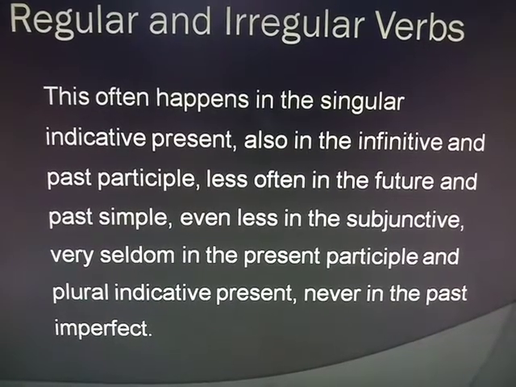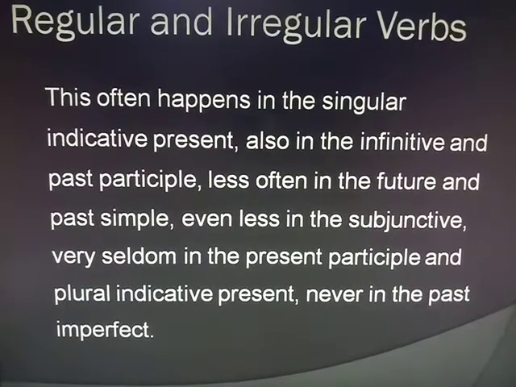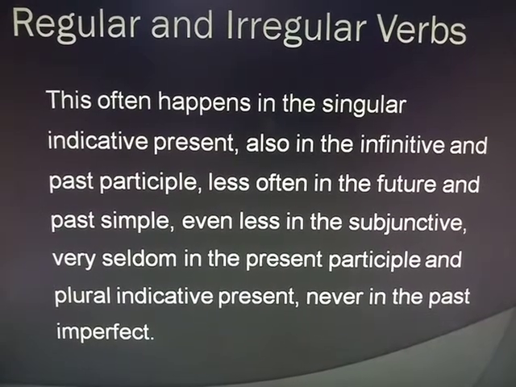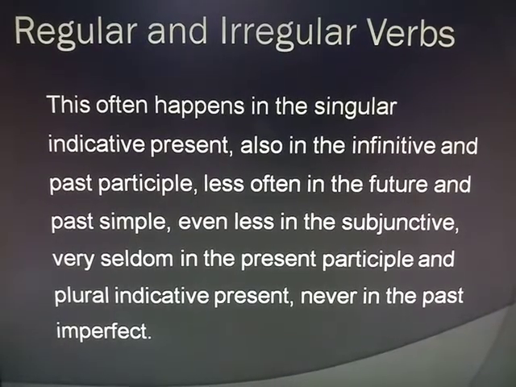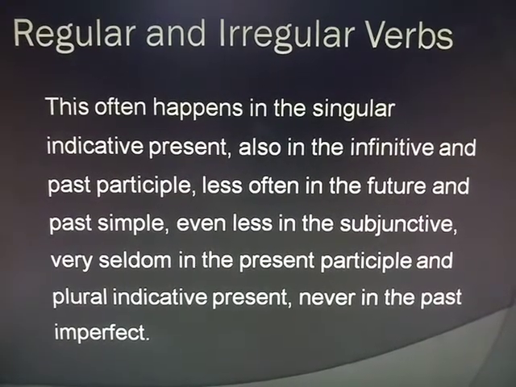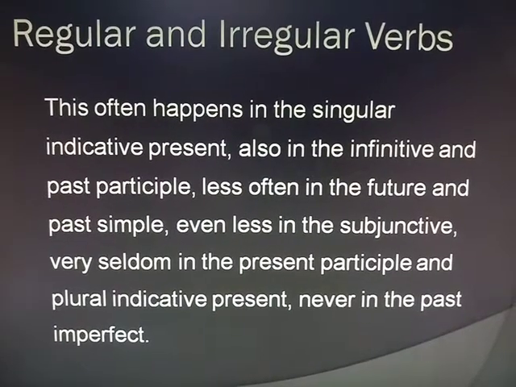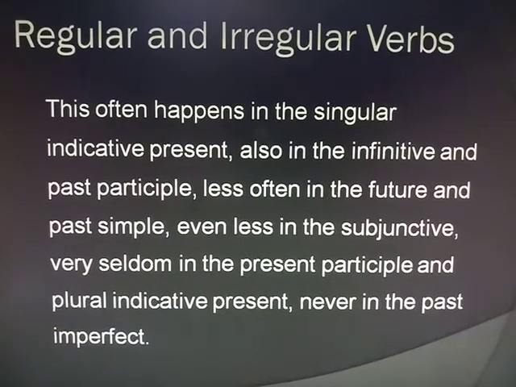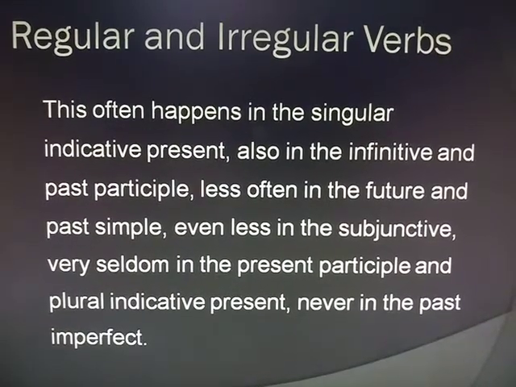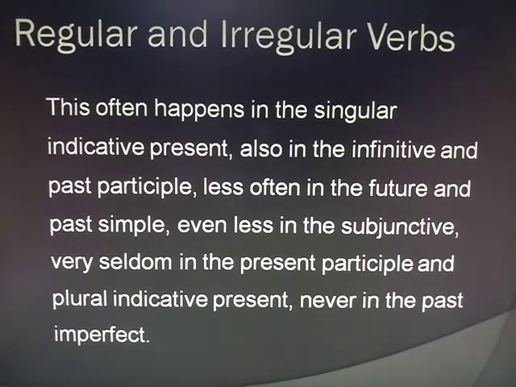Future and past simple are tenses. Subjunctive is a mood. Present participle is a form of the verb which is used in continuous tenses. Indicative is the mood, present is a tense, and the past imperfect is another form of past tense.